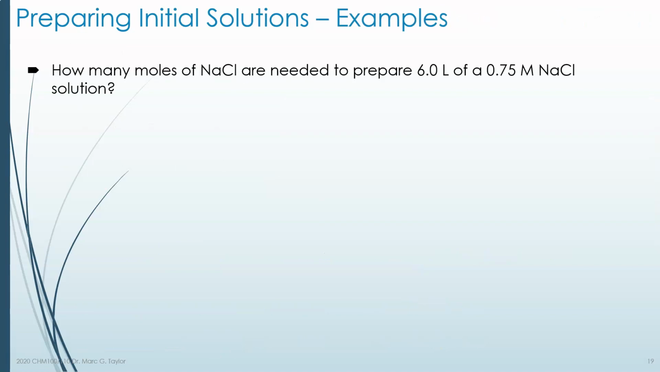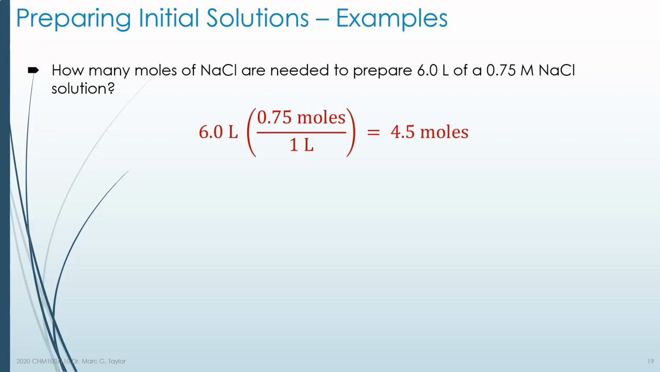So, how many moles of sodium chloride are needed to prepare 6.0 liters of a 0.75 molar solution of sodium chloride? Well, we know the volume, and we know the concentration, and we know that multiplying the volume times the concentration gives moles. You'll notice I turned molar into moles per liter. More specifically, I turned it into moles per 1 liter. And in fact, you can think of concentration as a conversion factor.